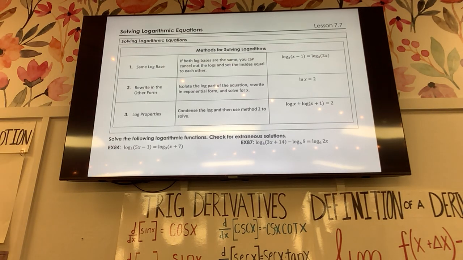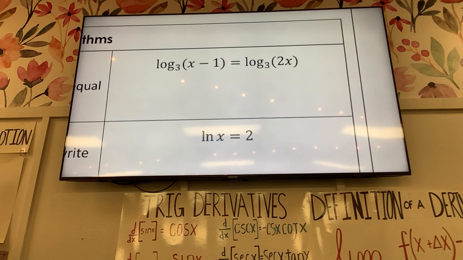Alright, we are going to do log equations today. It is just one page, so hopefully it doesn't take that long. It's very similar to solving exponentials. Alright, so we've got a couple different methods.